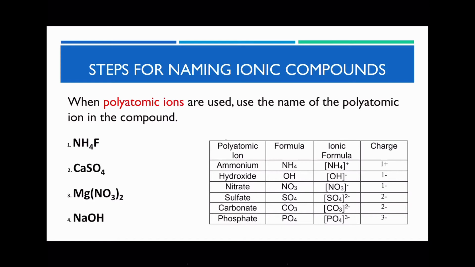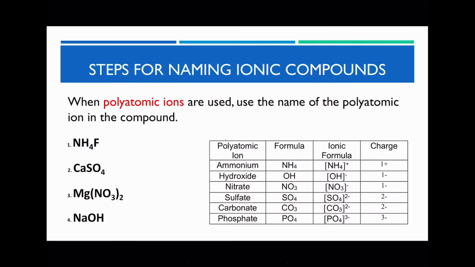Alright, so now we're going to be looking at more challenging examples where we're looking at ionic compounds that contain polyatomic ions. All you really need to know is that when polyatomic ions are used, use the name of the polyatomic ion in the compound. You should have already copied down this particular table inside your exercise book, and you need to refer to these for now in order to answer the questions. If you do this over and over again, you don't need to refer to this table at all. You'll be able to memorize it.